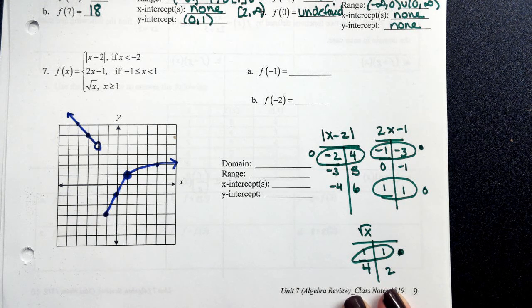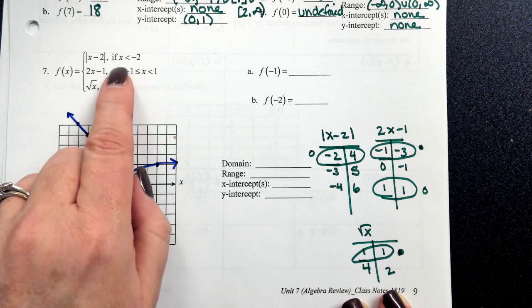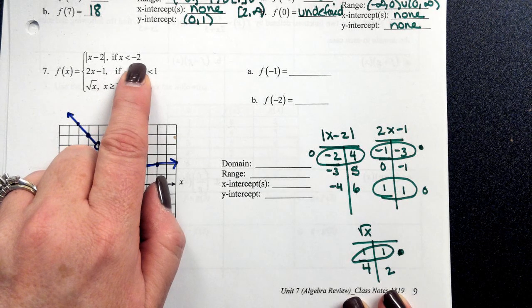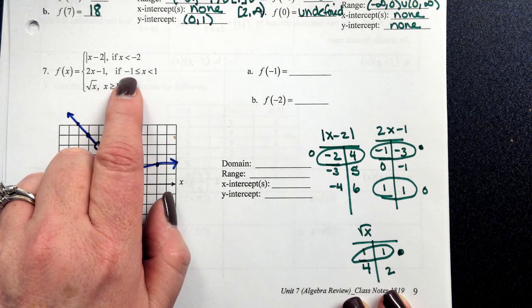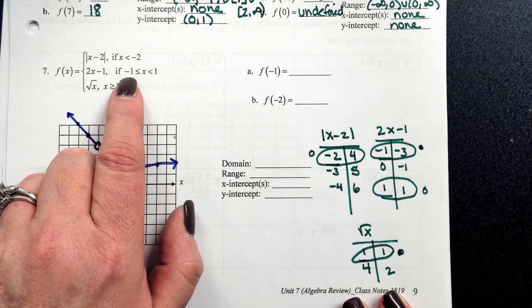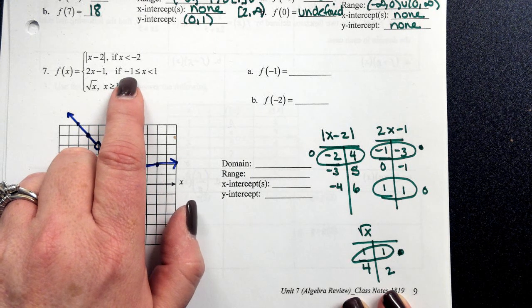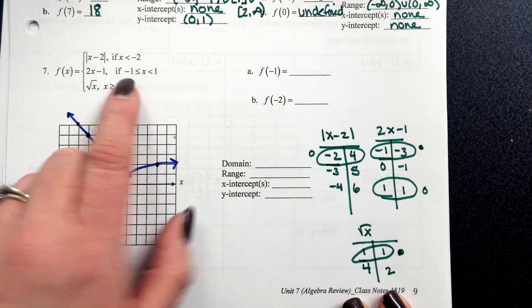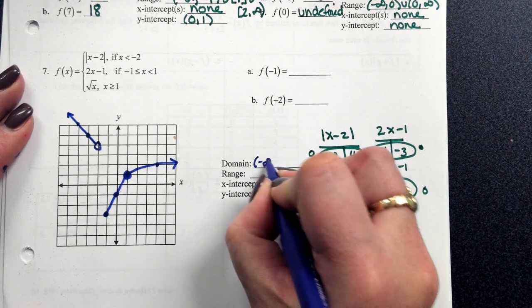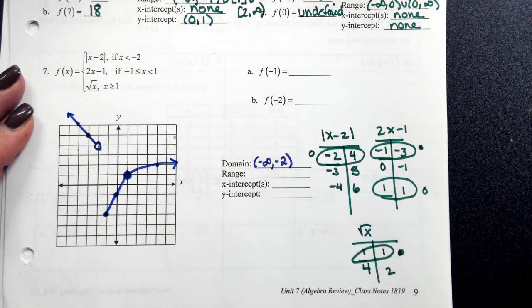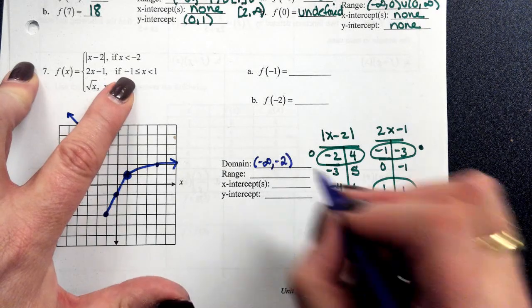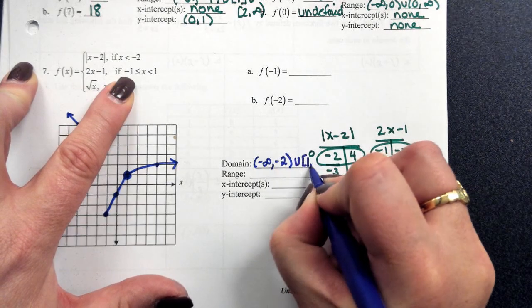Is the domain going to be all real numbers for this one? Look at your inequalities. You have x less than negative 2, but then it doesn't pick up until x values greater than or equal to negative 1. So the domain is not going to be all real numbers. It's going to be from negative infinity to negative 2. And then it picks back up and goes from 1 to infinity.